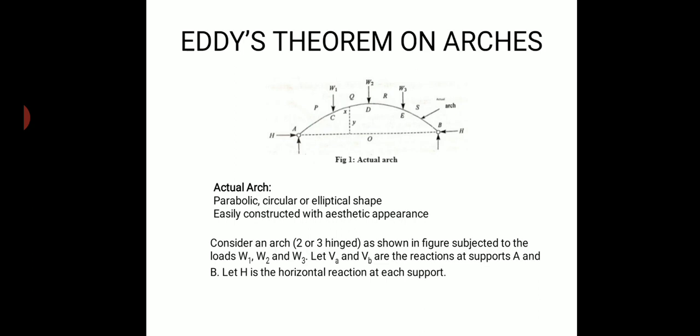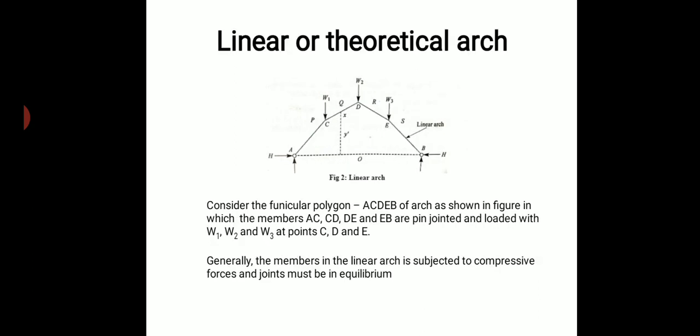Okay. Now coming to the next point, the theoretical arch. I have explained the actual arch, so now it is the theoretical arch, which is also called a linear arch. So what is a theoretical arch? A theoretical arch is an arch which follows a funicular polygon shape after the application of a series of loads, and it is called a linear or theoretical arch.